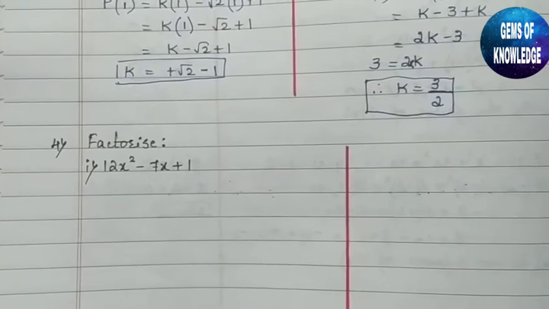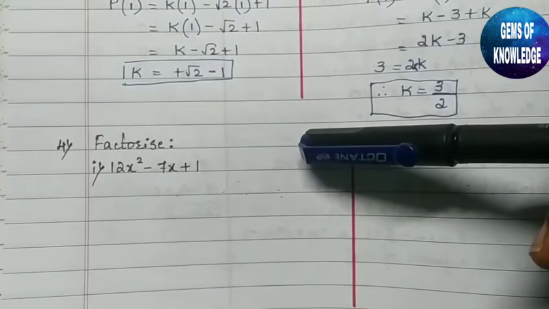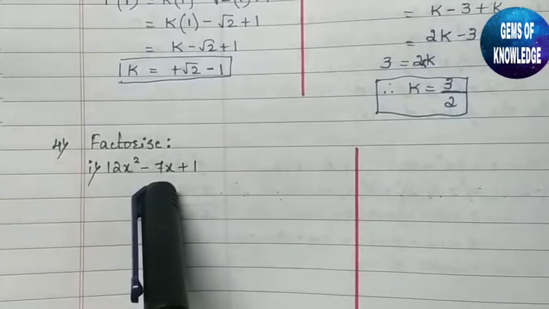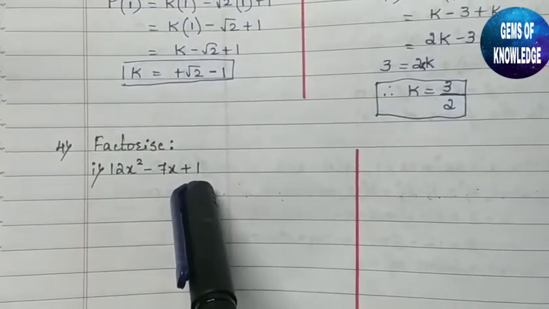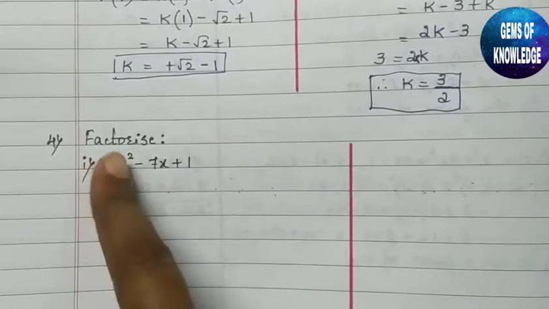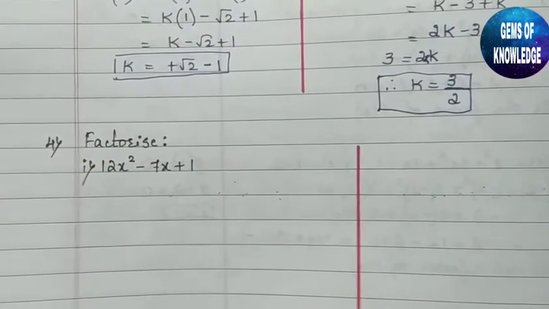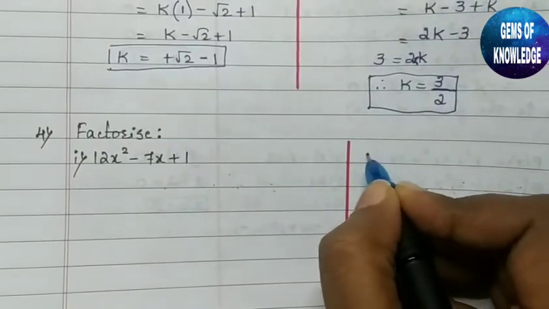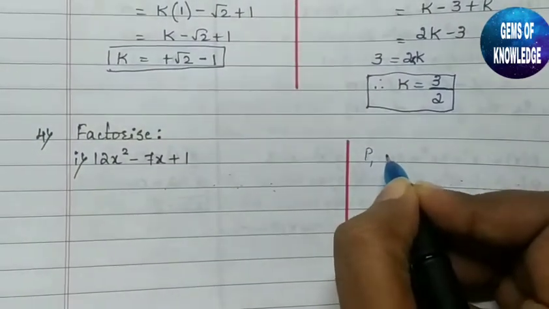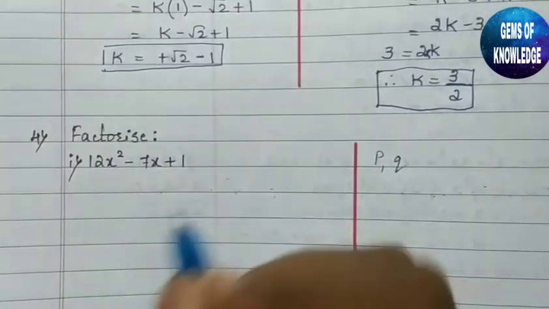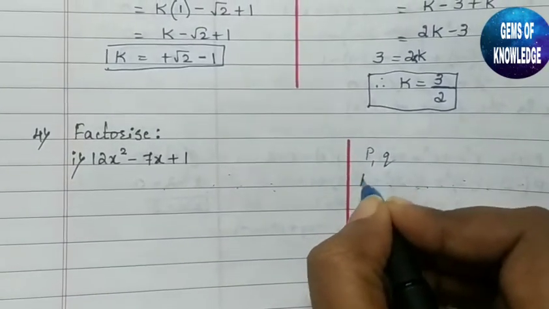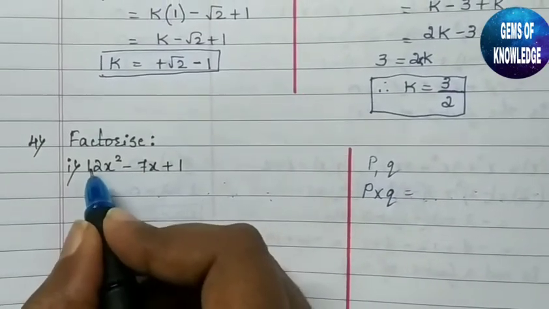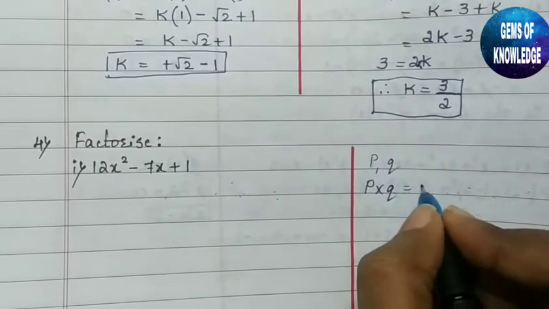Okay, so you can see the first question here, which is given as 12x square minus 7x plus 1. What you need to do here is factorize this. Before factorizing, you need to know one more thing. Here you need two quantities, p and q, such that when you multiply p and q, you get this value, that is 12 into 1, that is 12.